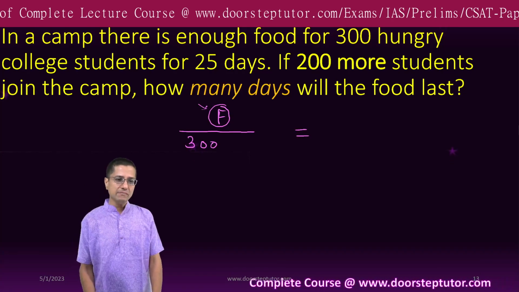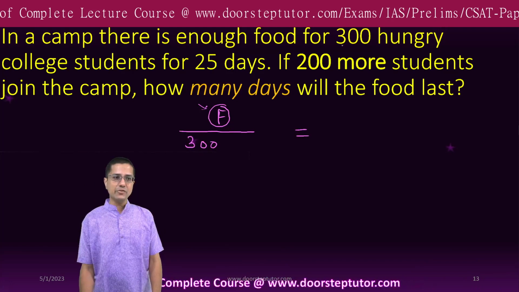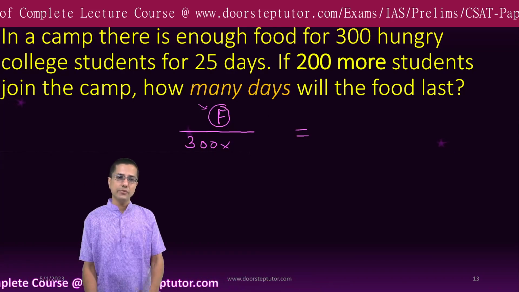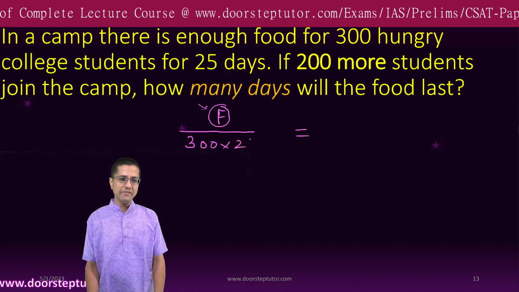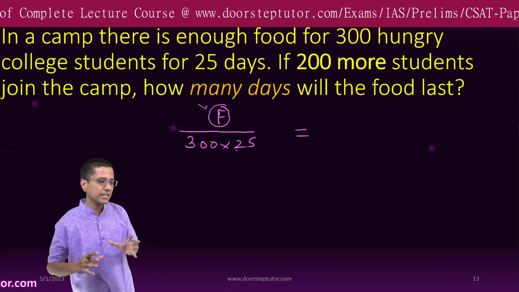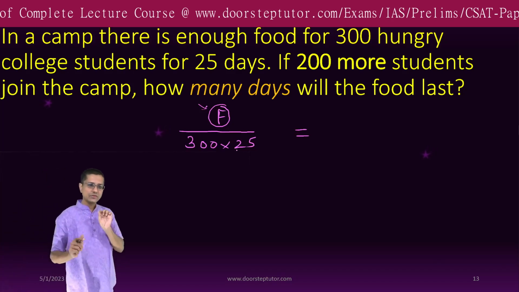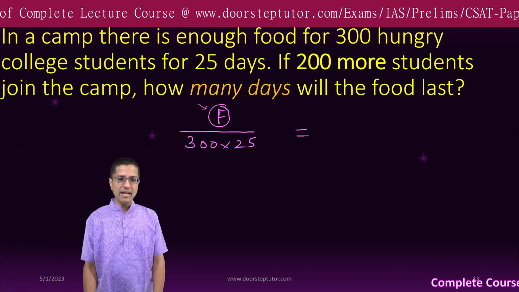Okay, so 300 students are there, and they can complete this food, they can finish off this food in 25 days. So this 300 into 25 is everything that I am putting in to finish that food. So that will come in the denominator, and that is the first case.